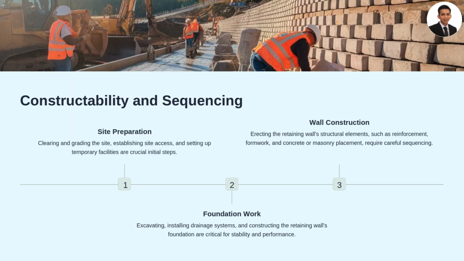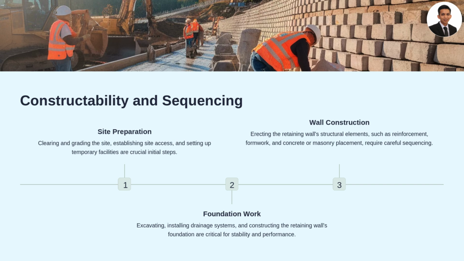Constructability and sequencing. Constructability focuses on designing walls that are efficient to build while meeting engineering and environmental requirements. Number 1. Site preparation. Clearing vegetation, grading the site, and establishing access for equipment. Temporary shoring may be required for steep slopes.